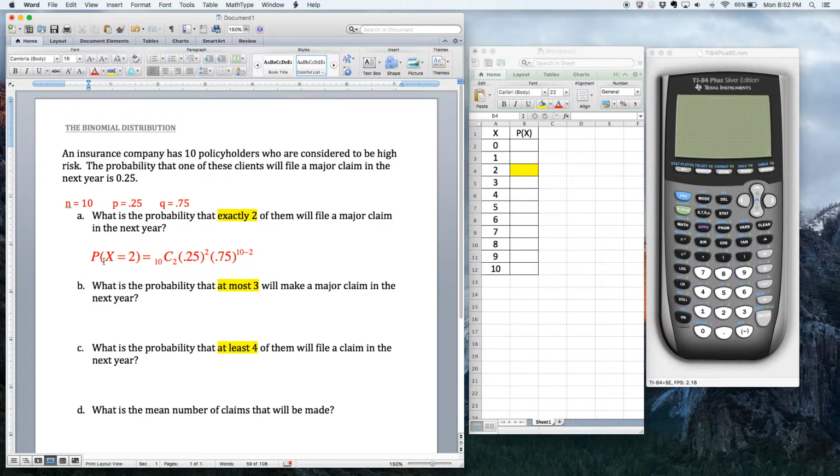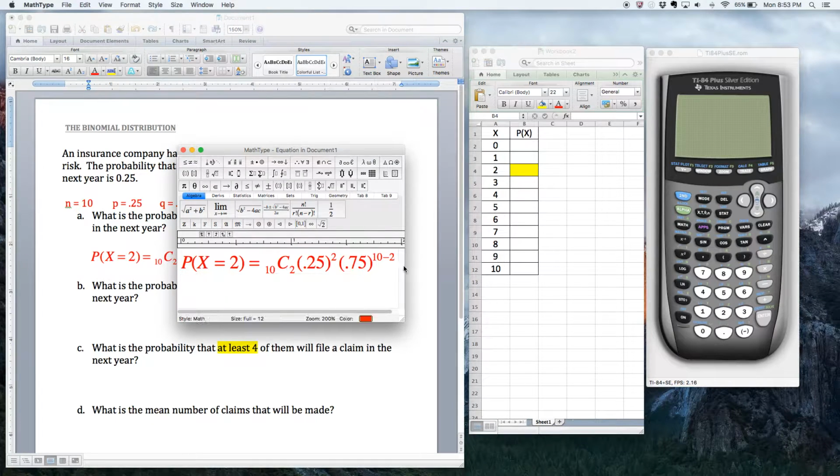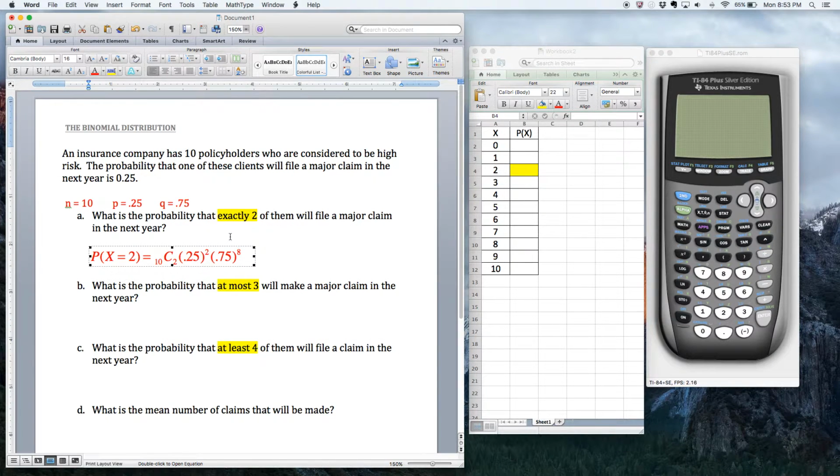So notice the chance x takes on a value of 2 is the total number of trials, 10, choose 2, times the chances I win to the number of wins, times the chances I lose. Now in this expression, if there are 10 total trials and you take off 2 wins, that means there are 8 losses. So instead of writing 10 minus 2, to save yourself some aggravation, just put 8 in there. It'll make the formula look a lot nicer.